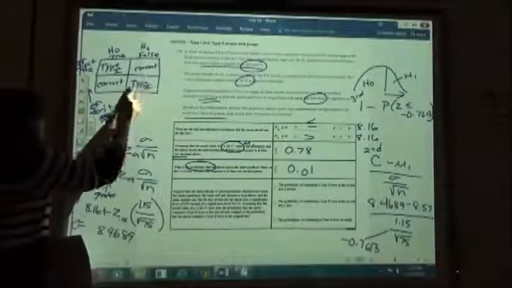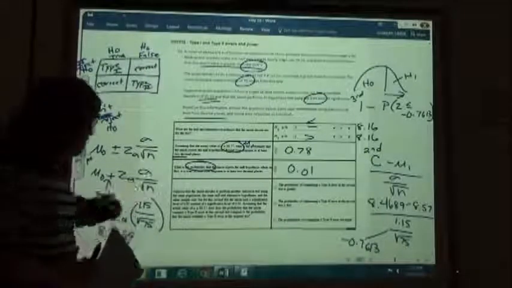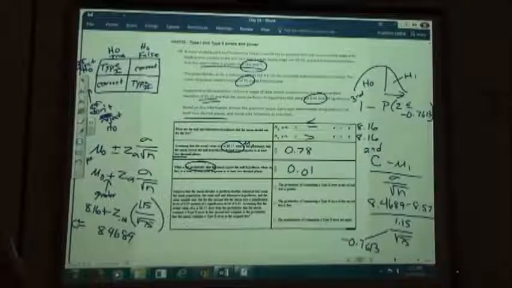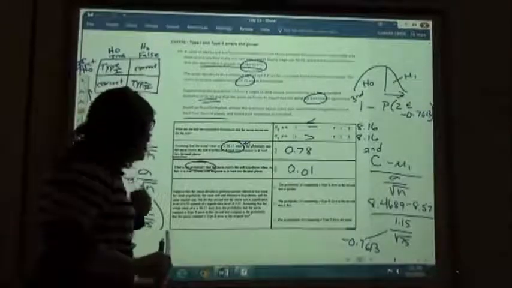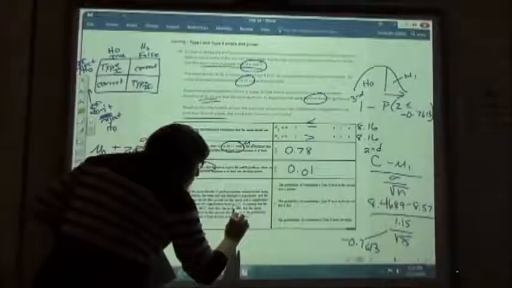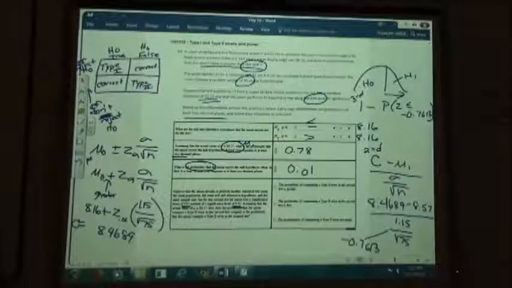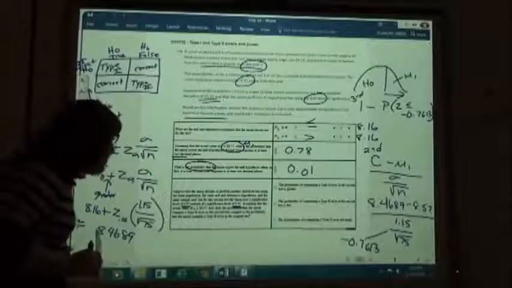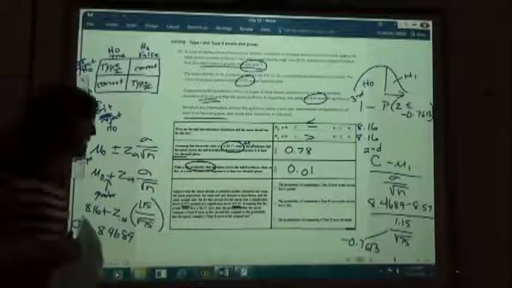So if we have a type 2 error, we don't reject the null when the null is false. It says, suppose the union decides to perform another statistical test using the same population, the same null and alternate hypotheses, and the same sample size. But for the second test, the union uses a significance of 0.05 instead of 0.01. Assuming that the value of $8.57 stays the same, how does the probability that the union commits a type 2 error in the second test compare to the probability that the union commits a type 2 error in the original test?